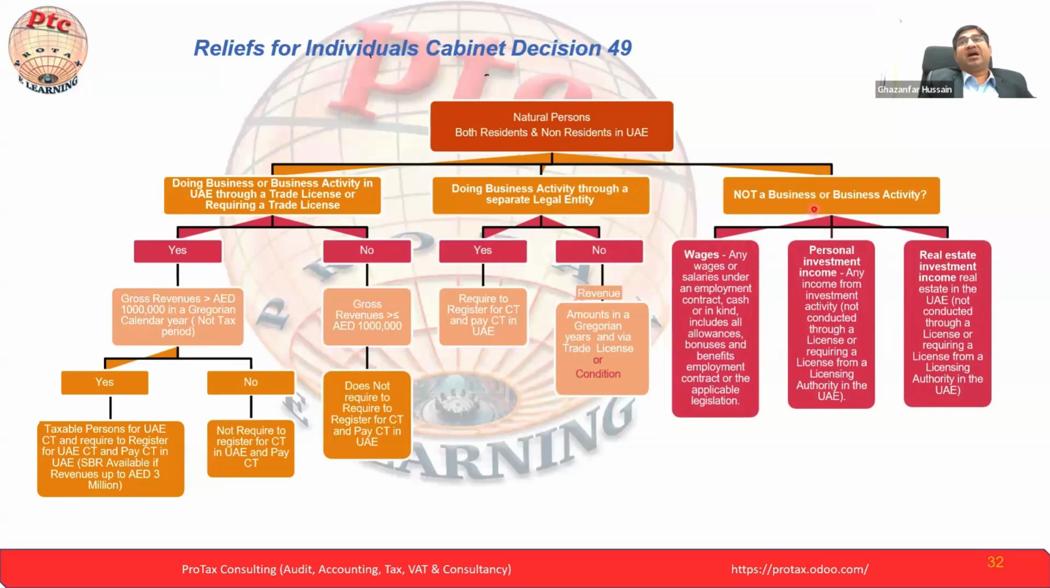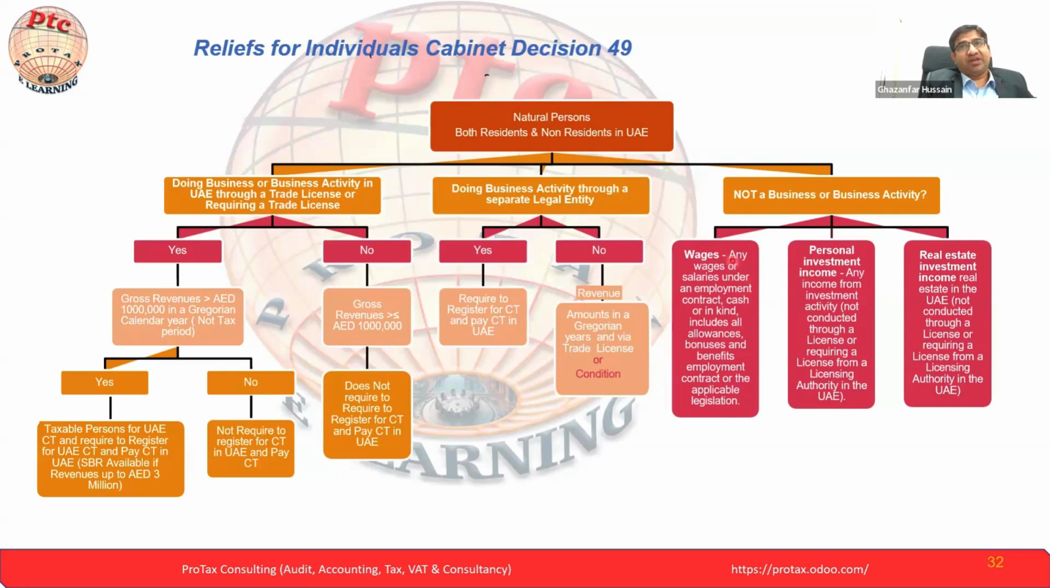Now, not a business or business activity. The same point I mentioned before. He is not doing business or business activity. The point here we are mentioning, less than 1 million, more than 1 million does not require, because we are saying is this no. Okay, now this no, how to read this? Natural person, both resident and non-resident, not doing business or business activity in the UAE through a trade license or requiring a trade license. This is the point we are understanding.